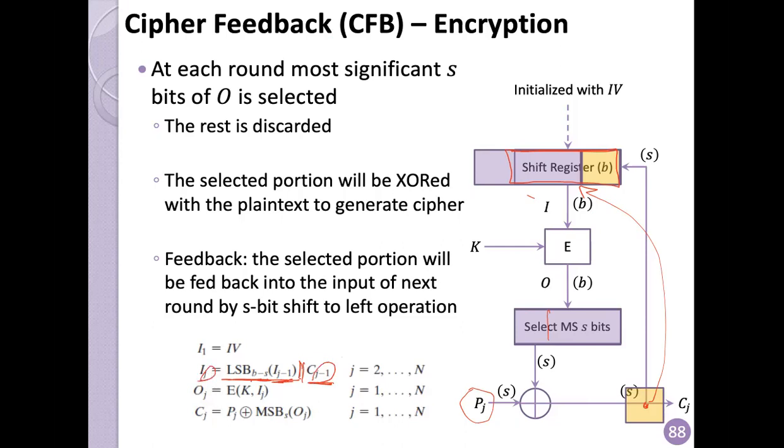And this is the equation for the output. Output is this point. For all of the blocks, output J equals the encryption of the input of that block and the key, and the key is equal for all of them. And then the cipher of each block is the plaintext of that block XORed with the most significant S bits of the output at this point. So we take only S bits of the output, not all of it, and we XOR it with the plaintext, and what we get is the ciphertext.